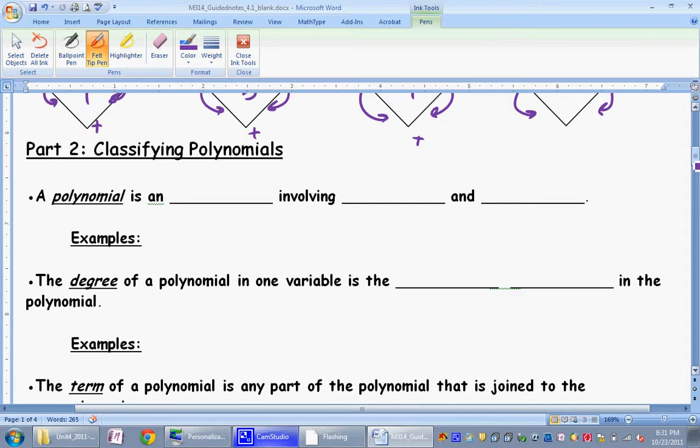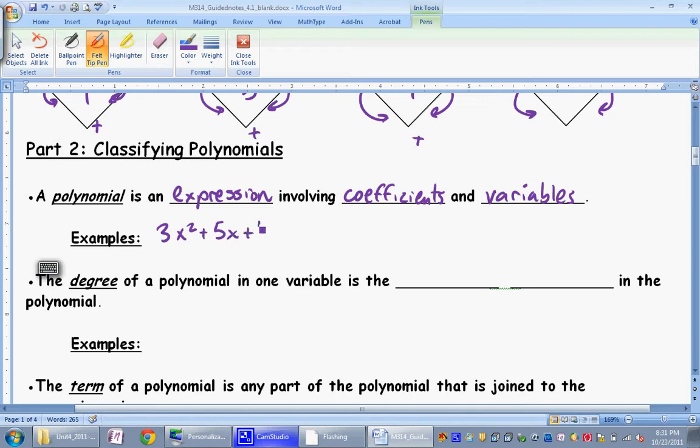And basically, all a polynomial is, is an expression involving coefficients and variables. I apologize for that. There we go. So a polynomial is an expression involving coefficients and variables. Here's some examples. 3x squared plus 5x plus 1. That's a polynomial because it's got some coefficients, 3, 5, and 1. It has some variables, x squared and x.